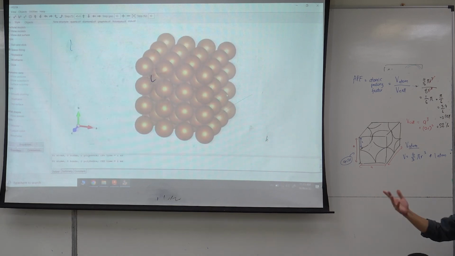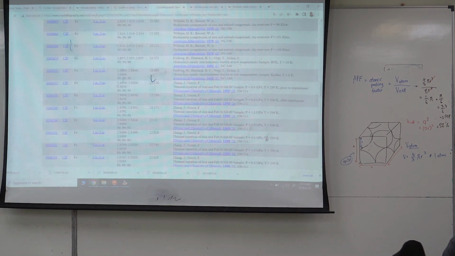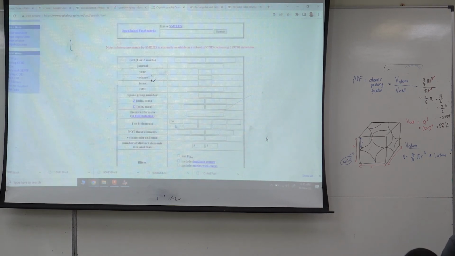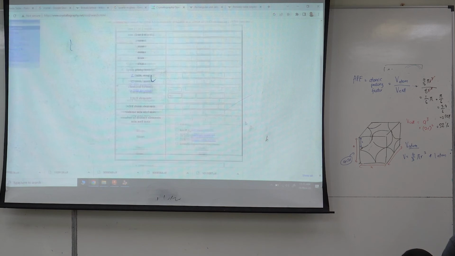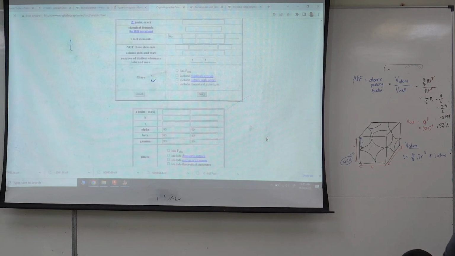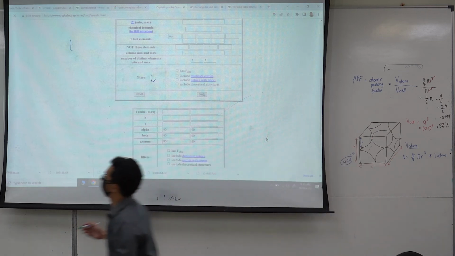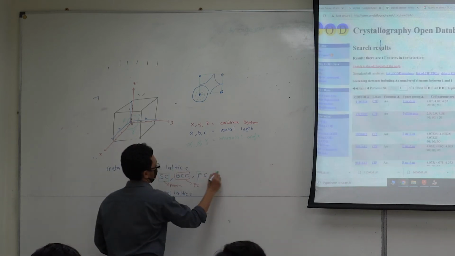Let's see the gold. So gold, let's say gold here. So I go here, and then I go, gold is Au. Okay, Au. And then I just send. Okay, let's go. Okay, so the gold is the example for FCC. Example for FCC is gold.